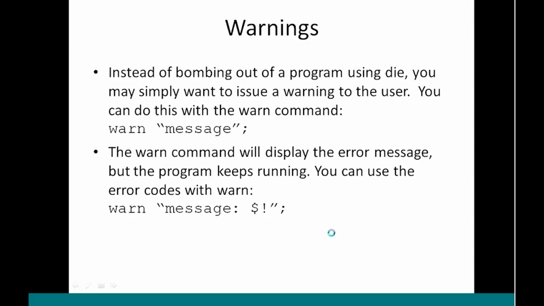So instead of bombing out of a program using die, we can simply use a warning to the user, and the warning messages are conveyed through warn. This is another subroutine with the message, and it gives the warning message. The warn command will display an error message, but the program will keep running. So you can use the error codes with the warn. Basically, that is the same $! along with warn.